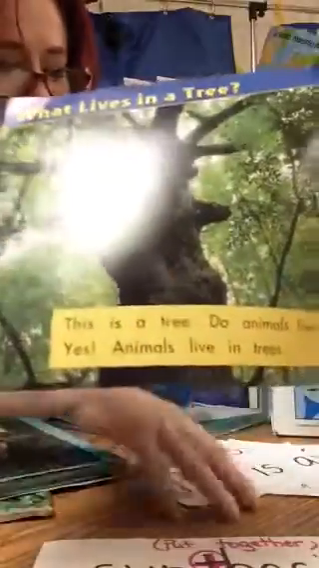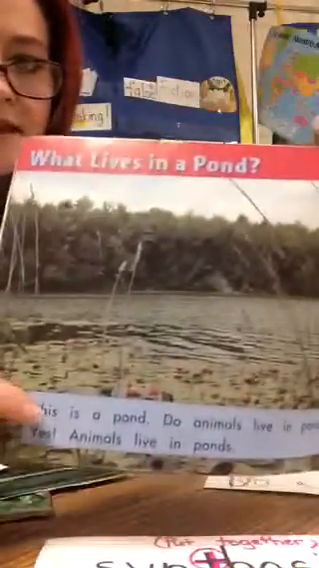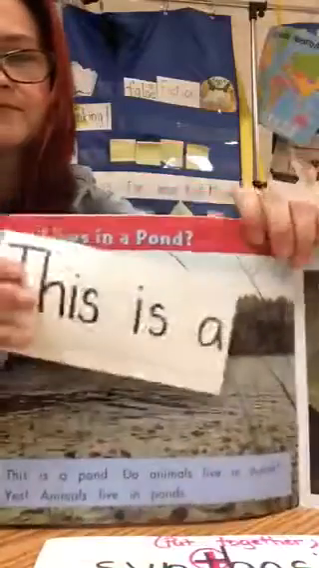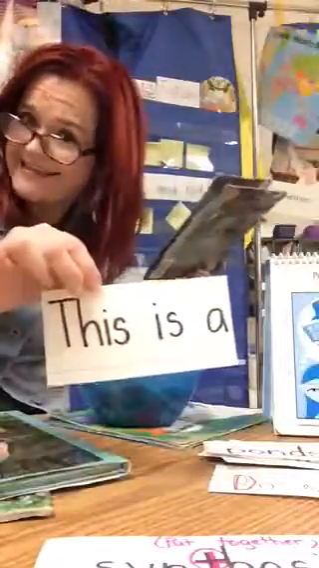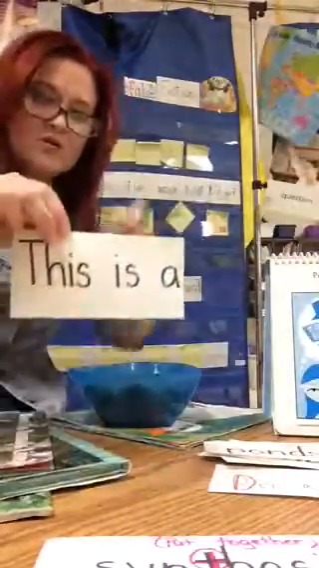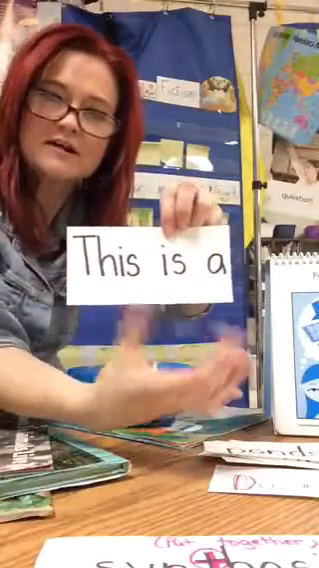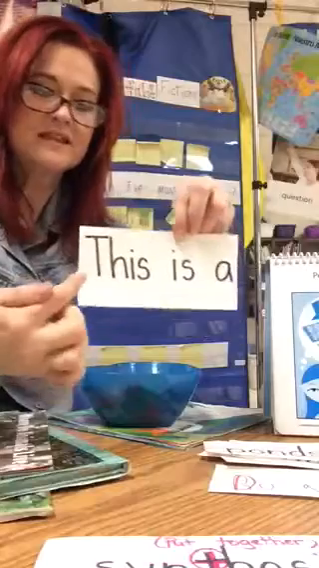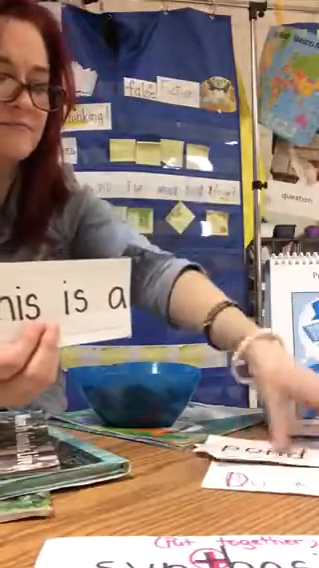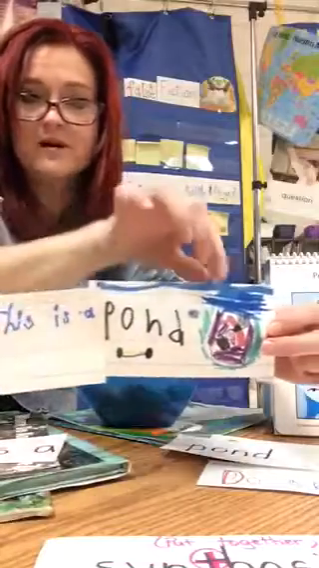This is a tree. This is a pond. This is a fluency phrase. When your child reads, try to read like we talk. This is a pond. And this is one of our kiddos. This is a pond. And they illustrated, they drew a picture.